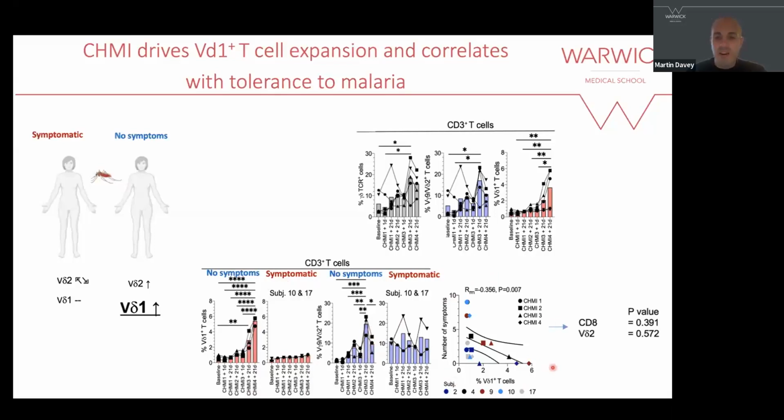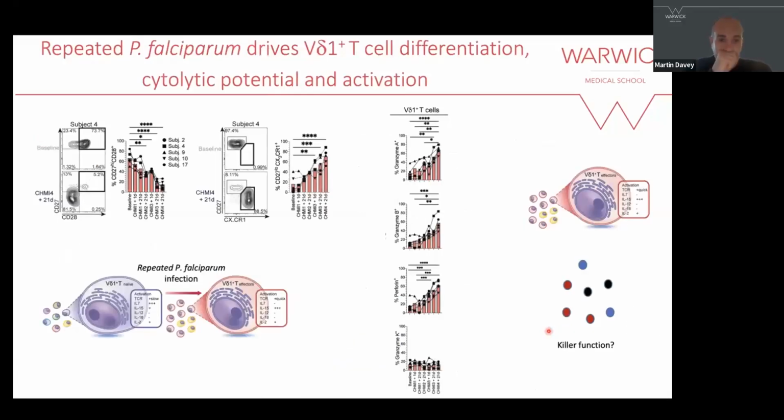So the only thing that really correlated, and we looked across multiple different cellular correlates here, was this V delta 1 response. So that correlated with reduction in symptoms and tolerance, which was quite interesting. But V delta 2s didn't, CD8 populations didn't, and we looked quite extensively. So this sort of set us up that actually, maybe it's quite important to have a robust V delta 1 response. But what was that? What were those V delta 1s doing?